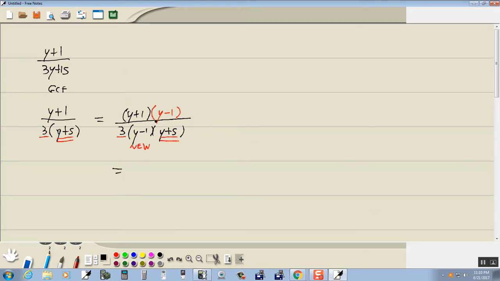Then up on top, y times y is y squared. Y times negative 1 is negative 1y. 1 times y is 1y. 1 times negative 1 is negative 1. And denominator stays as is. Then, negative 1y plus 1y cancels, so we got y squared minus 1 over our denominator.